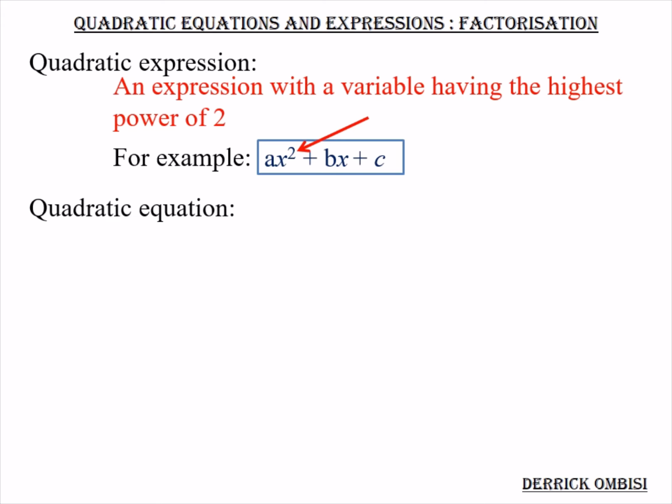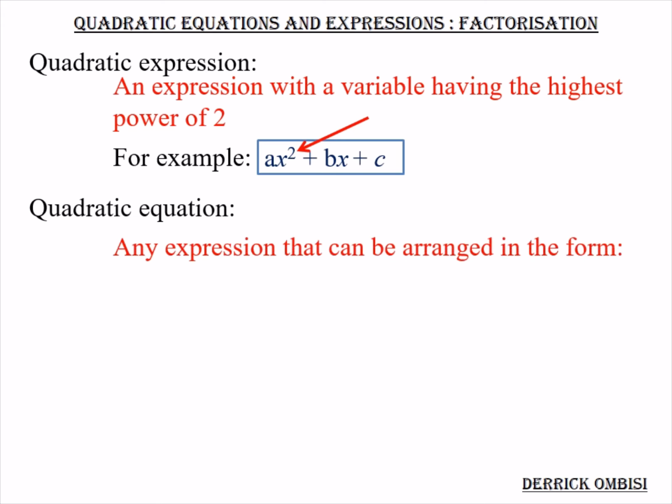Now, what is a quadratic equation? Any quadratic expression that can be arranged in the form ax squared plus bx plus c equals to 0, that one constitutes what we call a quadratic equation. It is like a quadratic expression that is equated to a certain constant. Quadratic expression equated to a certain value. It can be 0, it can be 1. So that one creates what we call a quadratic equation.